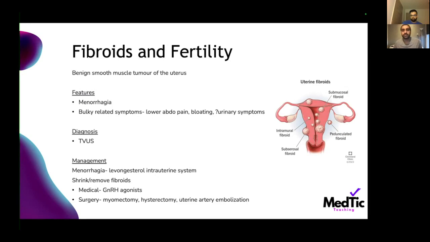So it's patient specific about how you go about treating fibroids. But in terms of knowing what fibroids are, it's a benign smooth muscle tumor of the uterine wall, and they can be placed in different parts of the uterine wall. Features are menorrhagia, so heavy periods, and bulk-related symptoms, low abdominal pain, complaints of bloating, because these fibroids cause an increase in hormone levels. And also you may get some urinary symptoms, especially in large fibroids, and also depending on where they are situated. Diagnosis is transvaginal ultrasound all the time, and then management is different types.